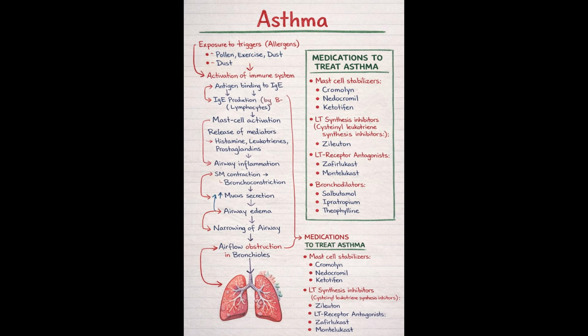When mast cell activation happens, they release different types of mediators like histamines, leukotrienes, and prostaglandins, and they do their function. Histamine can cause airway inflammation, and leukotrienes bind with the receptors known as cysteinyl leukotriene receptors and cause bronchoconstriction. Due to the inflammation and the bronchoconstriction, mucus secretion increases, airway edema happens, and narrowing of airways happens. Now we have to take a look at the treatment of asthma.